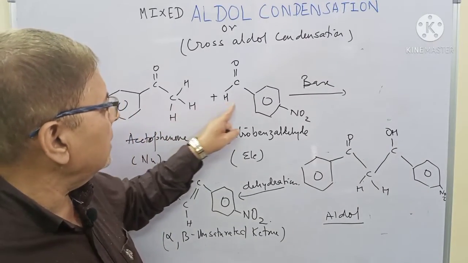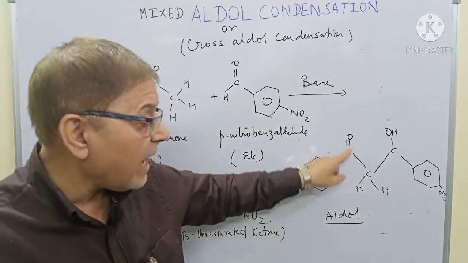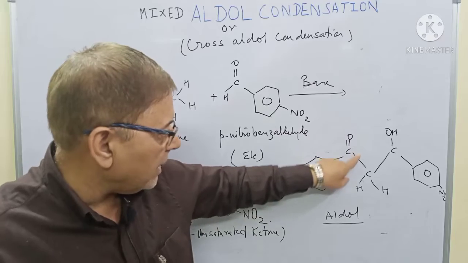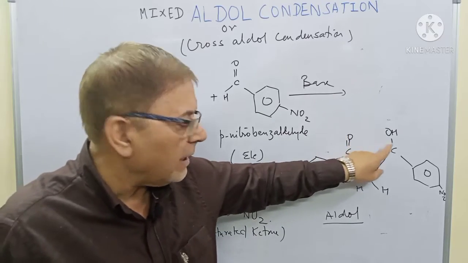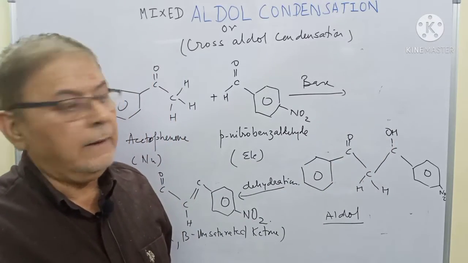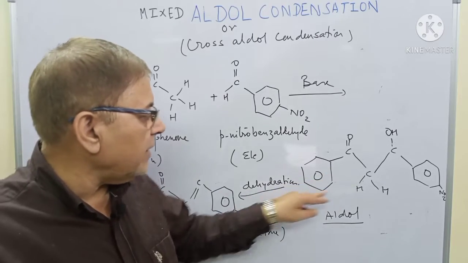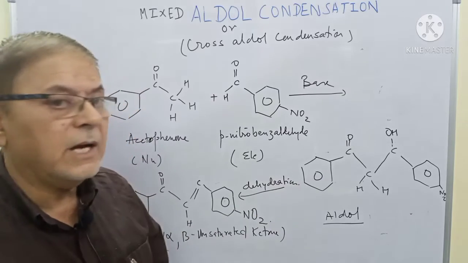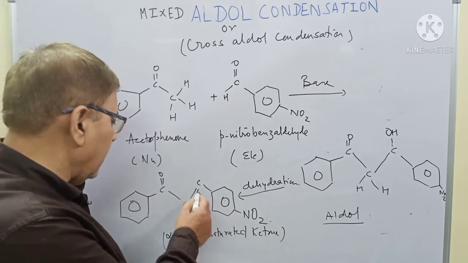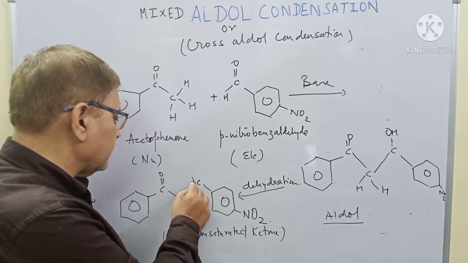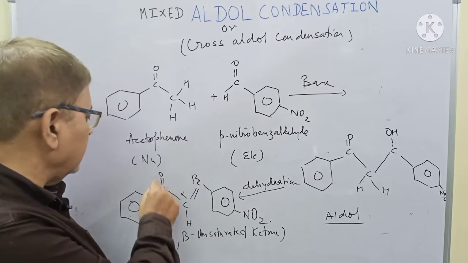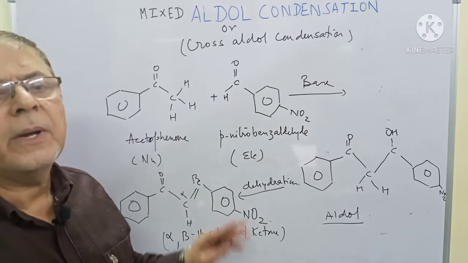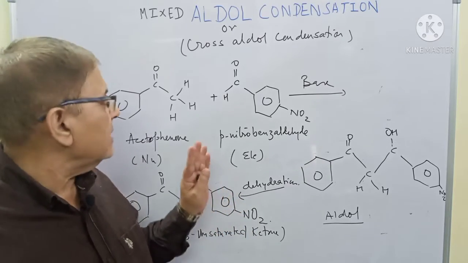This compound in presence of a base forms an adduct, the first addition product, which is an aldol because it has got a ketonic group and a hydroxy group. Then in the neighboring position we have got a hydrogen atom and an oxygen atom. In presence of a base, it undergoes dehydration and we form an alpha beta unsaturated compound. This is alpha, this is beta. In this case it is a ketone, alpha beta unsaturated ketone. So the mechanism and all that remains the same. I'll just explain it to you.